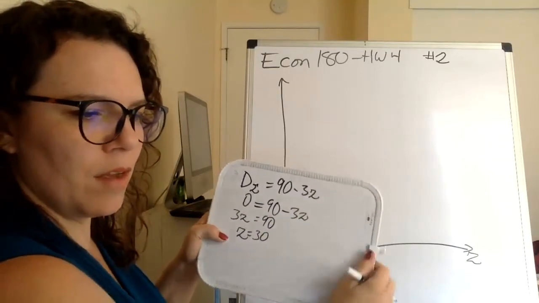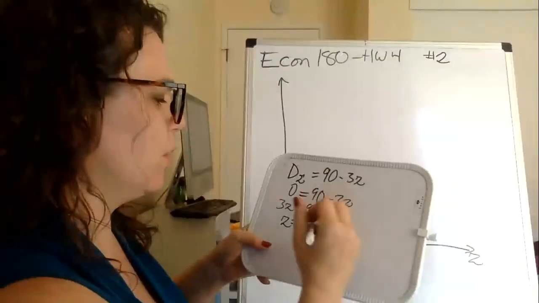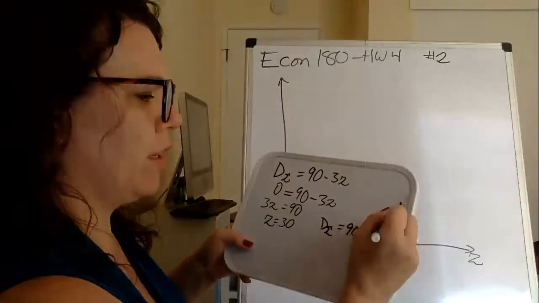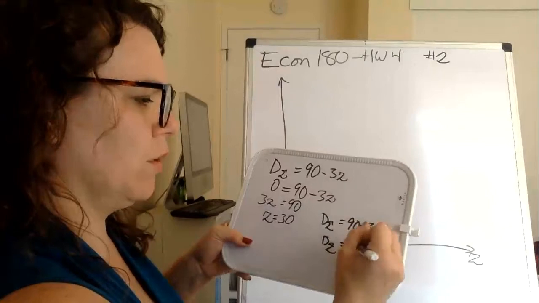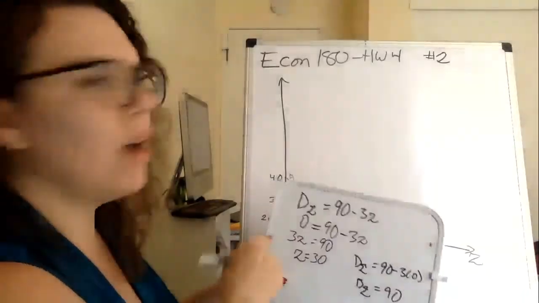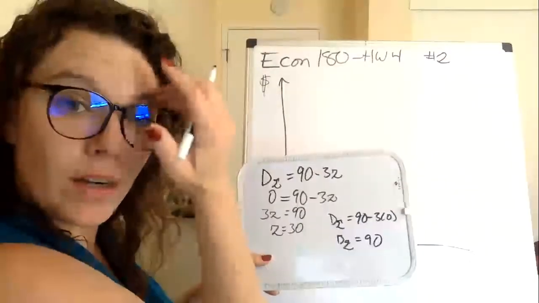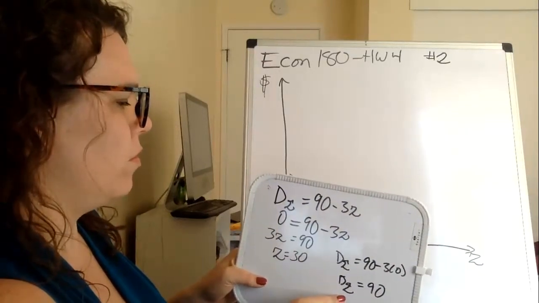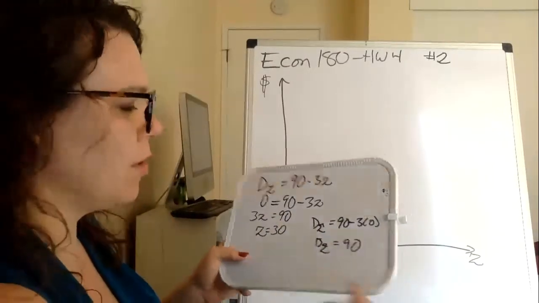On the other hand, if I set z equal to 0 instead of d, then I get d summation is equal to 90 minus 3 times 0, or d summation is equal to 90. Those are my two endpoints. When the price of our public good is 0, consumers will demand 30, say, square acres of park. And the maximum they're willing to pay for the first unit of park, or the first square foot of park, is going to be a price of 90.